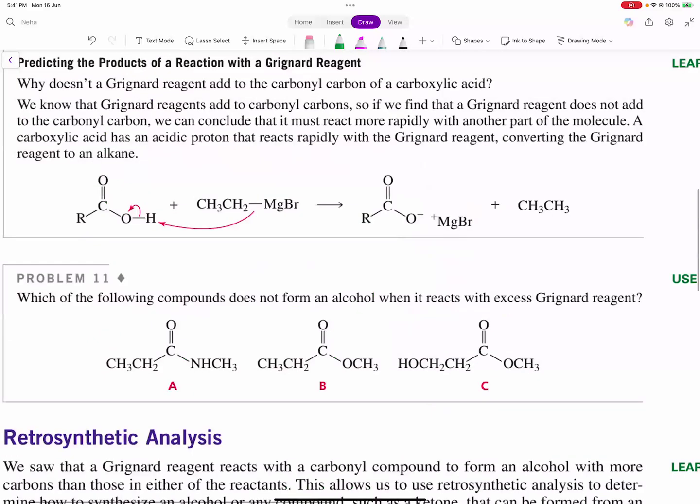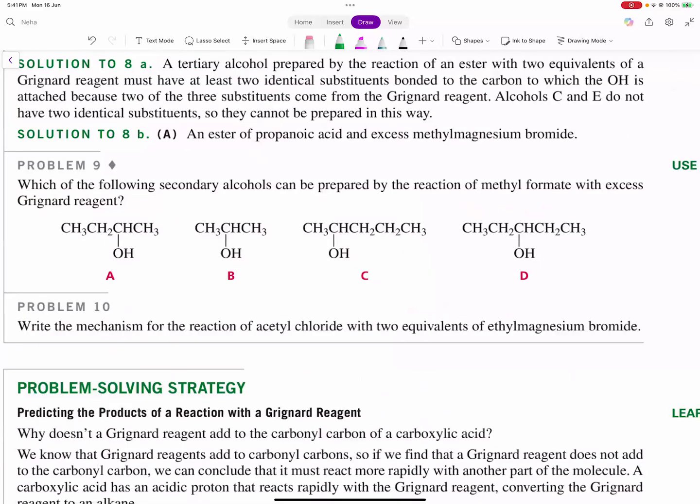Now they have asked where we can make with methyl formate and excess Grignard. So again, we have to pick only those where two groups are the same. Two groups anyway will be the same. Anywhere where two groups are the same. D also. Got it? Homework.